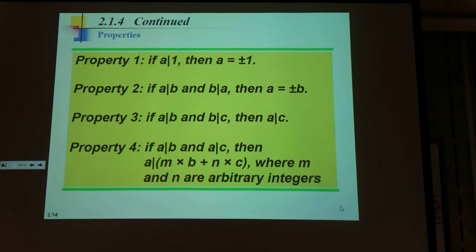The rule says A will also divide B and C when they are multiplied by any arbitrary numbers. So A divides B and A divides C, and A will divide MB plus NC, where M and N are arbitrary numbers. To make it simple, make M and N 1. That means A will divide B plus C, or any number. We're going to use it later.